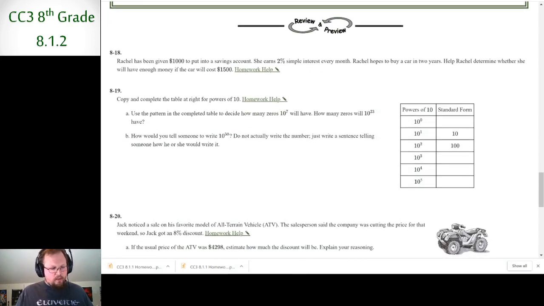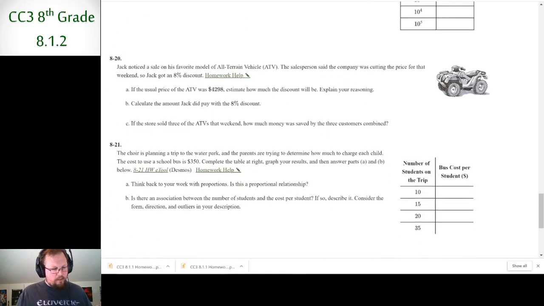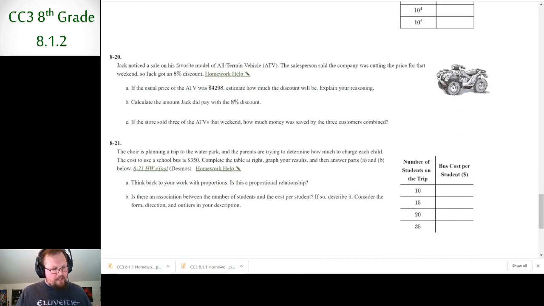8-19 is standard form where you're writing powers of 10. All you're doing is you can do these to the 7th power would have how many zeros? 10 to the third has how many zeros, and so on. 8-20 is when you're dealing with discounts.